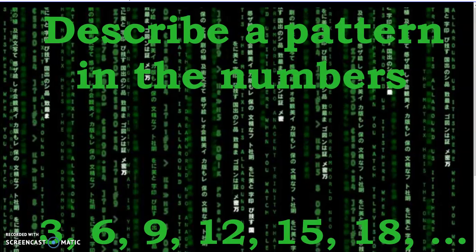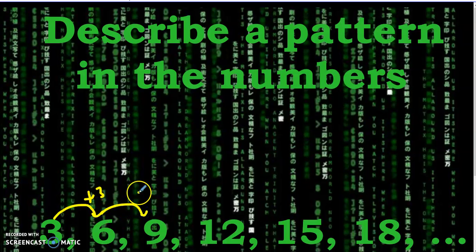Let's look at some patterns in numbers. To describe patterns in numbers, you want to figure out, am I adding the same amount every time? Am I multiplying the same amount every time? Then we're going to look at something called consecutive integers. So in this first example, 3 to 6 could either be multiplying by 2 or adding 3. So let's check the next one. 6 to 9. Okay, now we know that we're adding 3 every time.